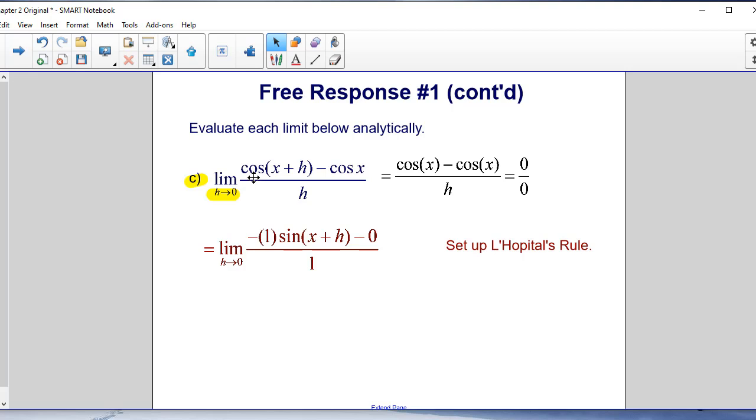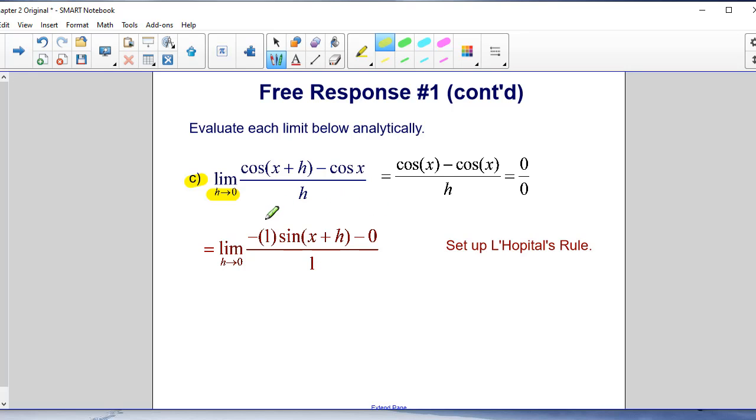So the derivative of cosine is minus the sine. The derivative of x plus h with respect to h will be 1. So that's where we get this 1 here. Our cosine here, cosine of x, we're going to treat that as a constant since we're differentiating with respect to h. That's why we have a 0 here. And then the derivative of h becomes 1.